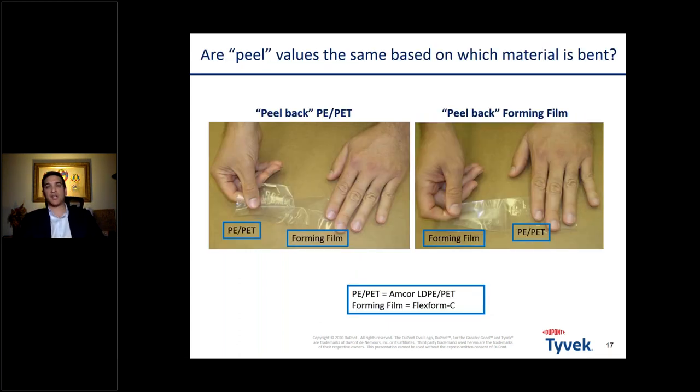So let's talk about this. I think you already know the answer by this point, but in this particular example, what you see on one side is polyethylene, and then on the bottom we have a forming film, which just happens to be a C film that we're using in this example. We just use films right now to look at this. This is not a Tyvek related phenomenon. This is a phenomenon between two sealed substrates. So you can see one is where I'm going to pull back on the polyester side in this example in the picture, and then the other side, I'm going to pull back on the forming film side.